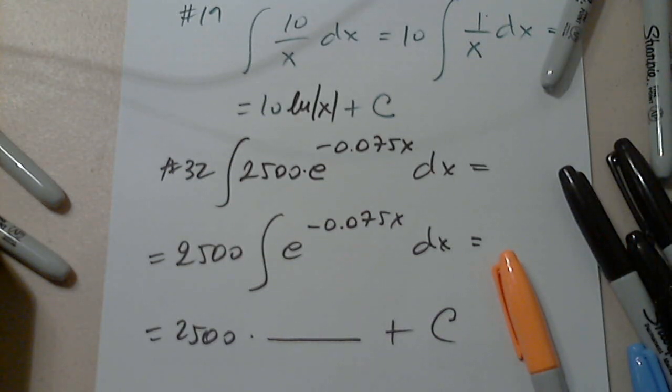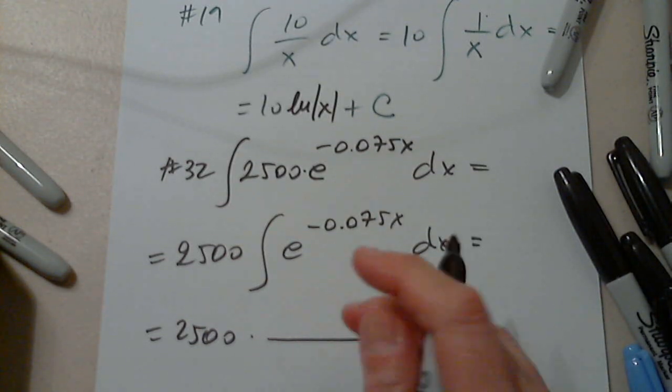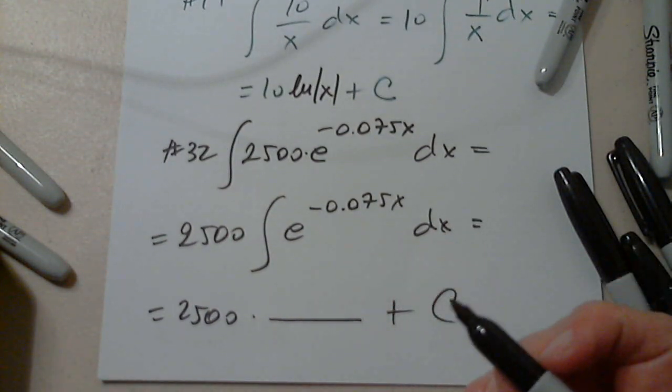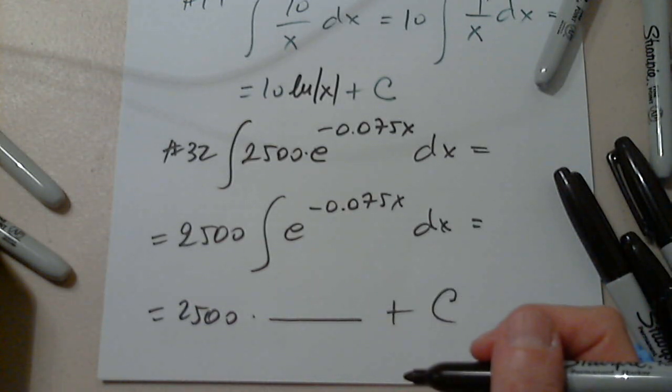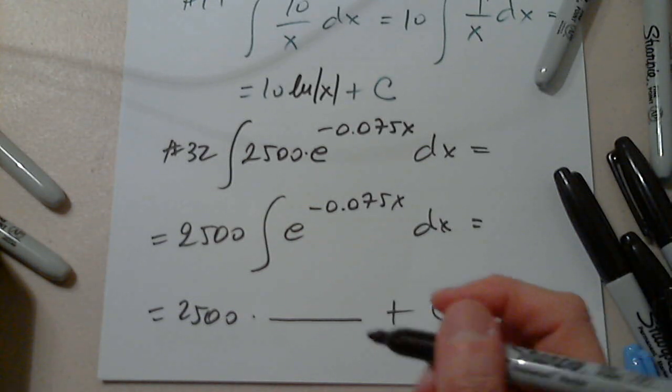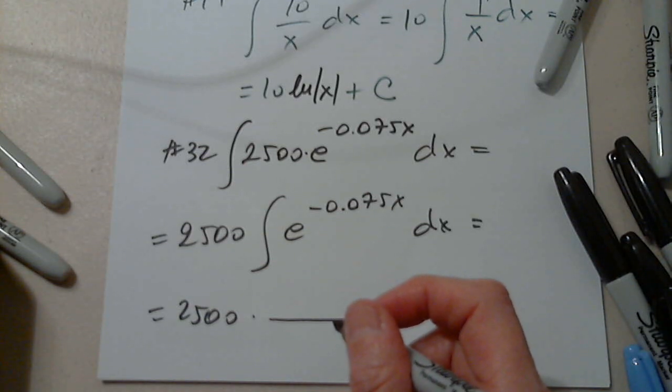Now it has negative 0.075. Nothing changes. Anyone, please? Is it 0.925? Where do I write 0.925? At the bottom, and then e to 0.925 at the top.